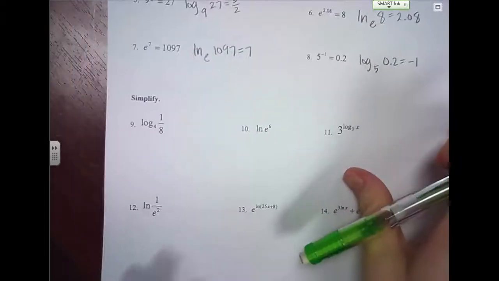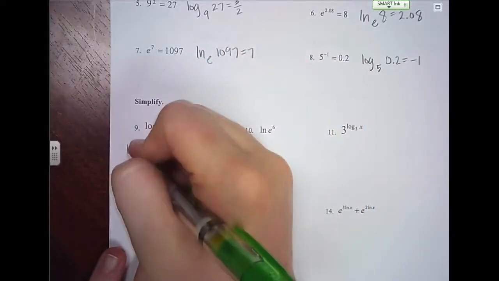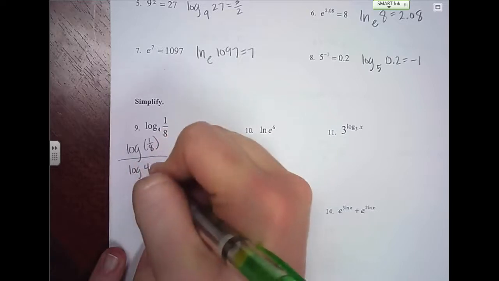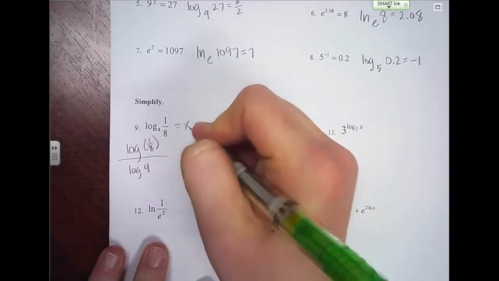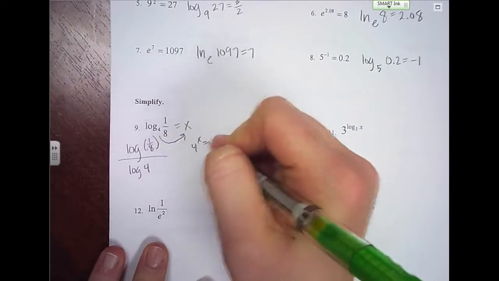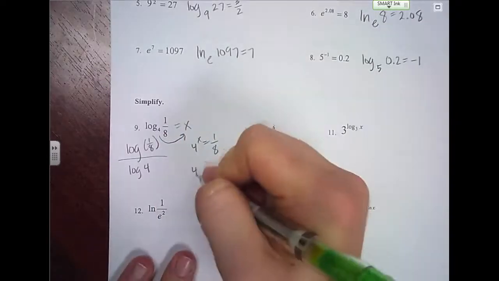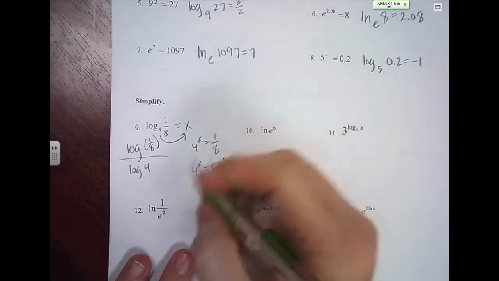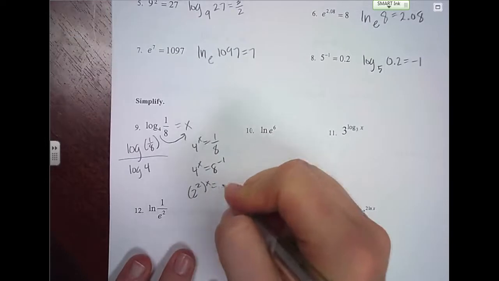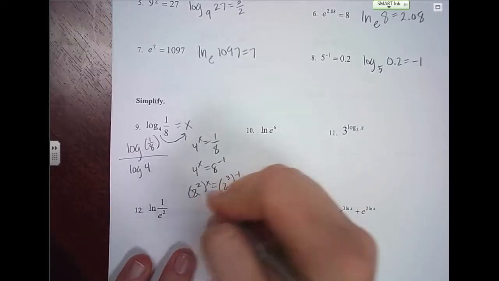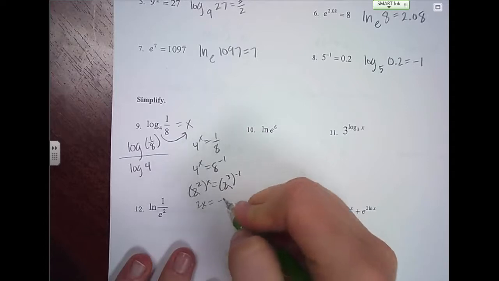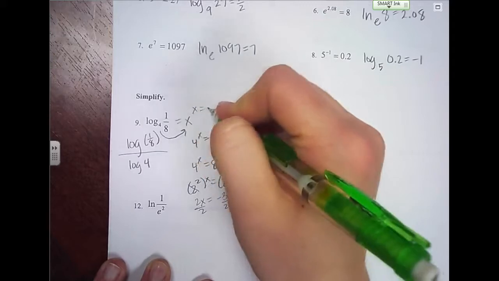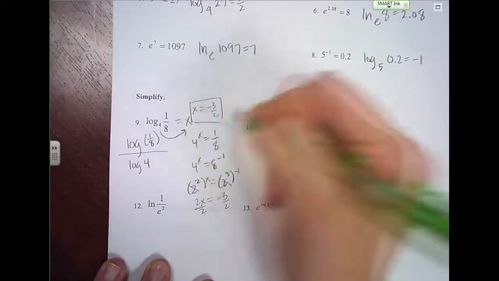All right, simplify. If you forget how to do these, you can do them in your calculator, log 1/8 divided by log 4. Or you can set it equal to x, 4 to what power equals 1/8. So I would bring that 8 up. Now this is an exponential. You know how to solve this. Change both bases to 2. So 2 squared and 2 cubed. We cross them out. 2x equals -3. And divide by 2. So x equals -3/2.